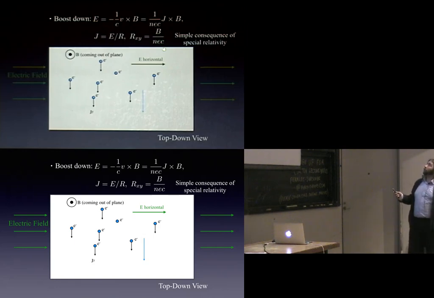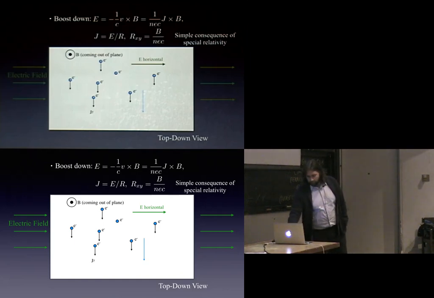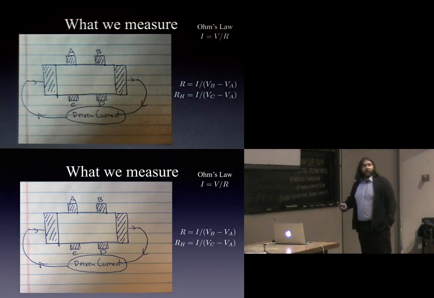And the more electrons, the easier it is to move, because if I increase the number of electrons, this decreases. So this is just a simple, straightforward theoretical argument. Now, what do you actually measure, right?